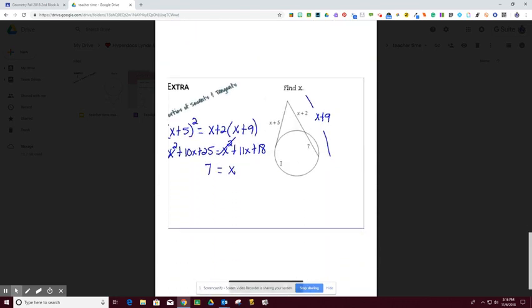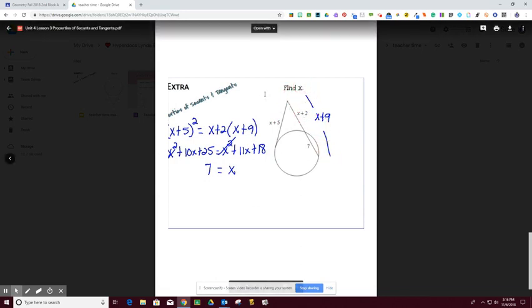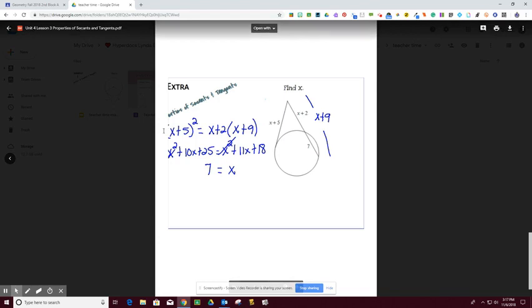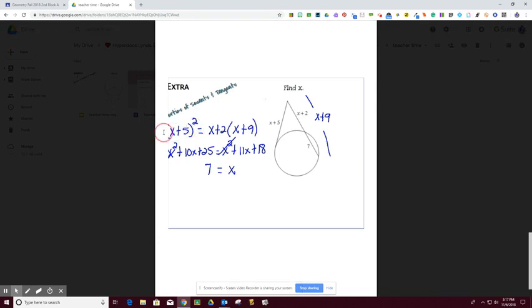And then in the extra example, we have a tangent, and then we have the whole secant segment. So here we're going to have x plus 5 squared because that's the tangent squared. The outside or exterior part is x plus 2 times the whole secant segment. Now in this case, I went ahead and added 2 and 7. That gives me 9. So I have to go ahead and expand this binomial, x squared plus 10x plus 25. And then I have to go ahead and multiply these two binomials together.